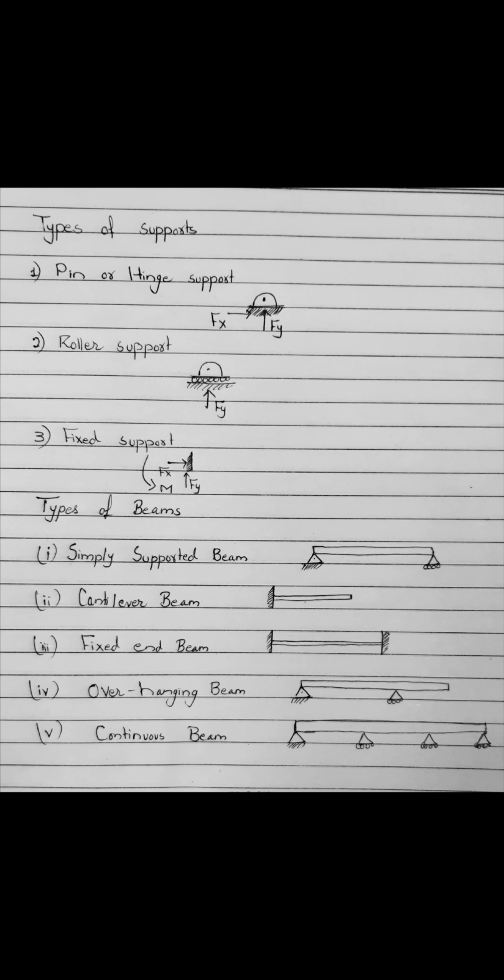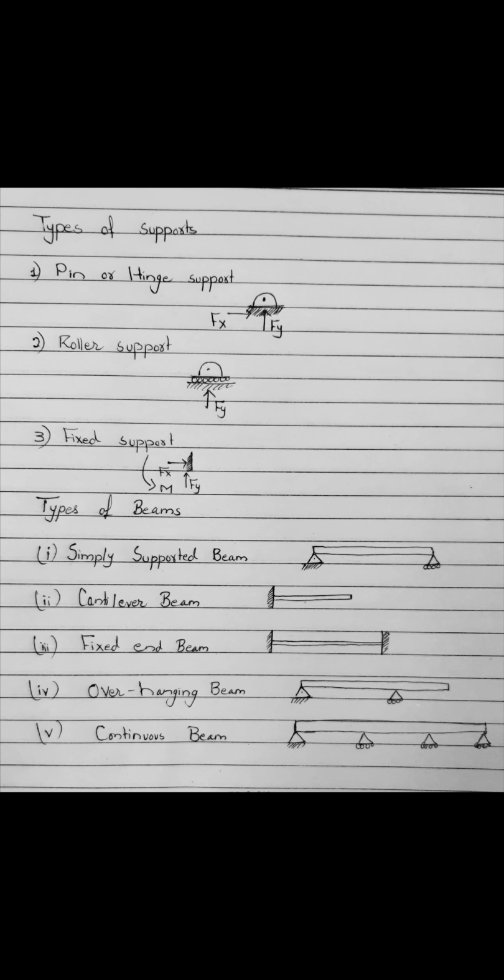The fourth type is overhanging beam. As you can see in this picture, there are two supports, the pin support and the roller support, but the beam does not end at the support, it is extended, and the third point is the free end. So when there are two supports and the member extends far from the support, then it is called the overhanging beam.